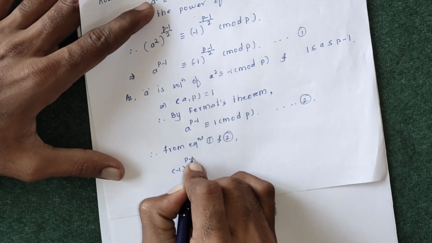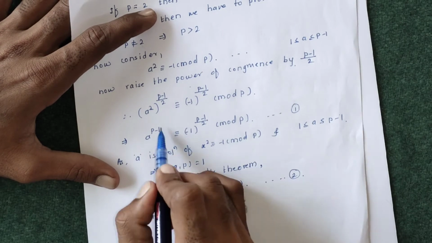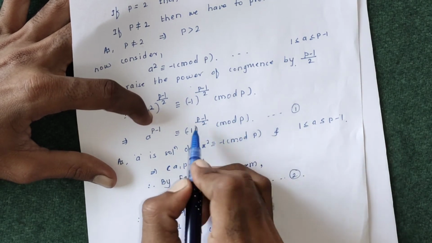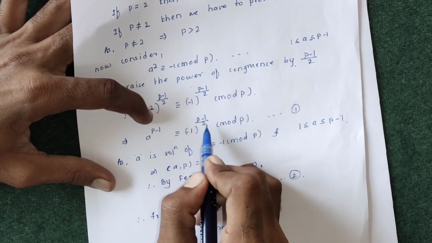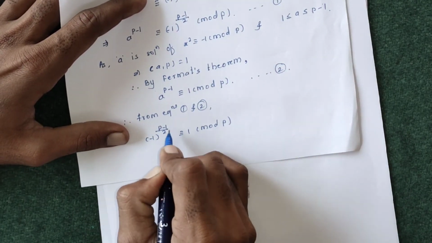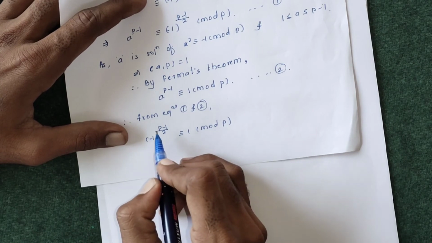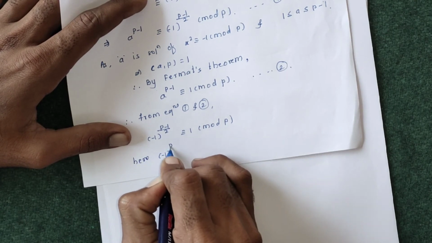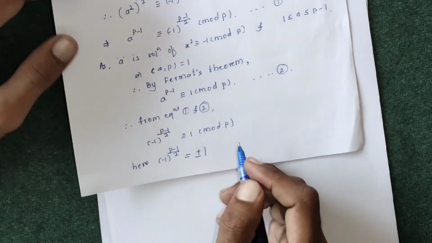Minus 1 raised to P minus 1 by 2 is congruent to 1 modulo P. Instead of A raised to P minus 1, I can write 1, so we get 1 is congruent to minus 1 raised to P minus 1 by 2 mod P, using the result that if A is congruent to B mod M, then B is congruent to A mod M. This number has only two possibilities, since minus 1 raised to N is either plus 1 or minus 1.